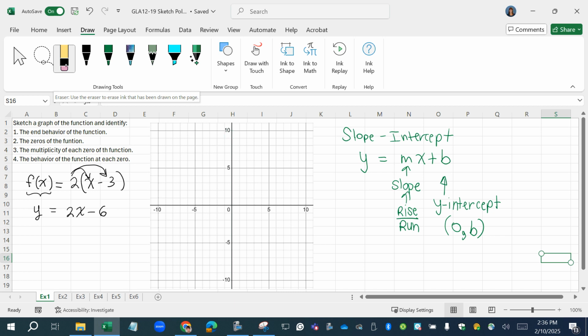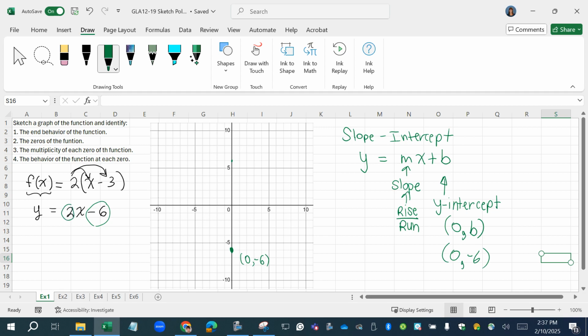All right, having reviewed that, we can sketch this function by using the y-intercept -6. So that will be the point 0, comma -6, or the point lying on -6. I almost went to +6. I need to go to -6 on the y-axis. Okay, there is our starting point.